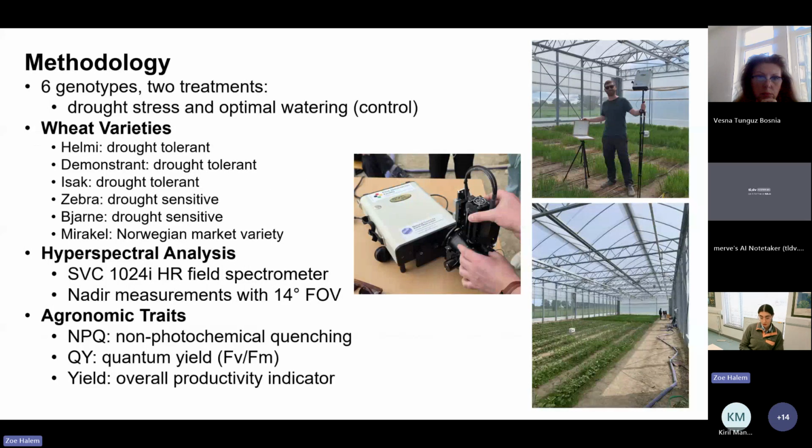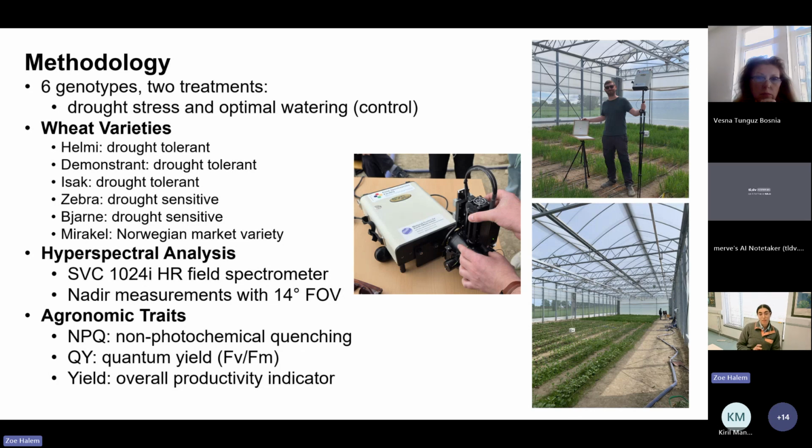To do this data collect, we used a polytunnel enclosed environment with 6 wheat genotypes, and they had 2 treatments, drought stress and optimal watering. The wheat varieties included both drought tolerant and drought sensitive ones, which allowed us to do a really comprehensive evaluation of the sensor's performance given the different stress tolerance mechanisms.